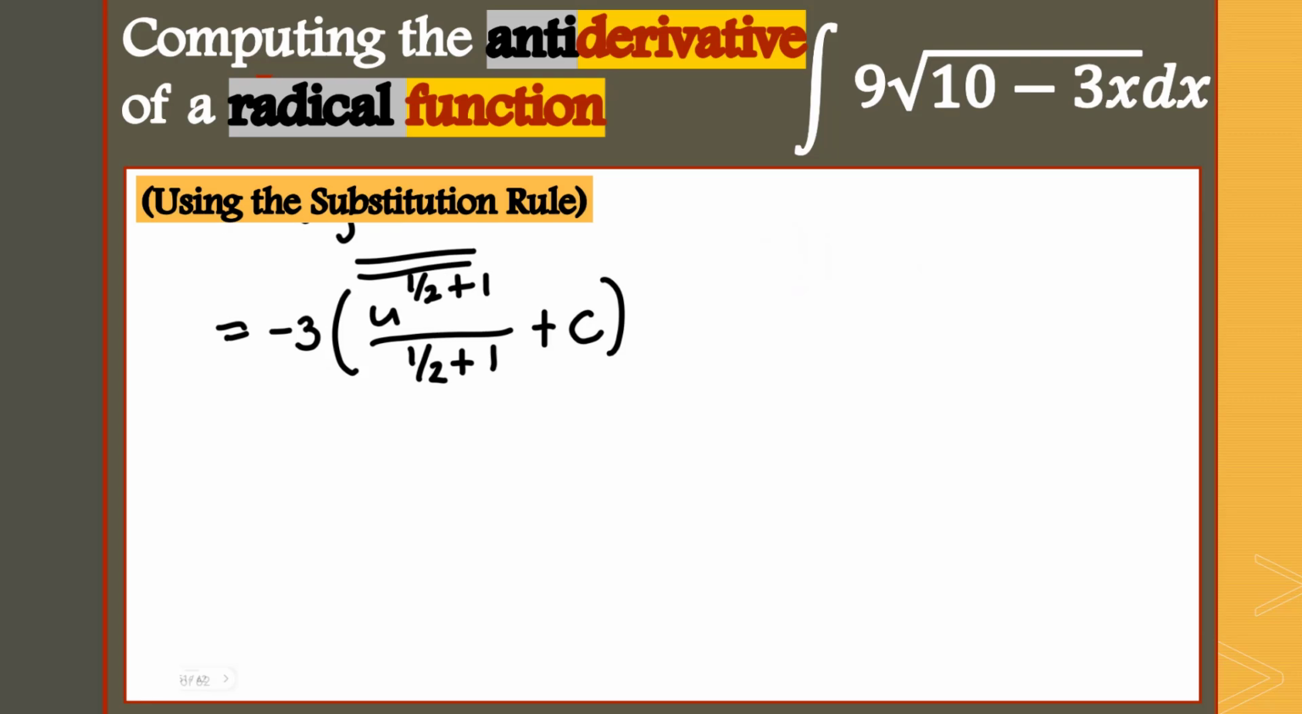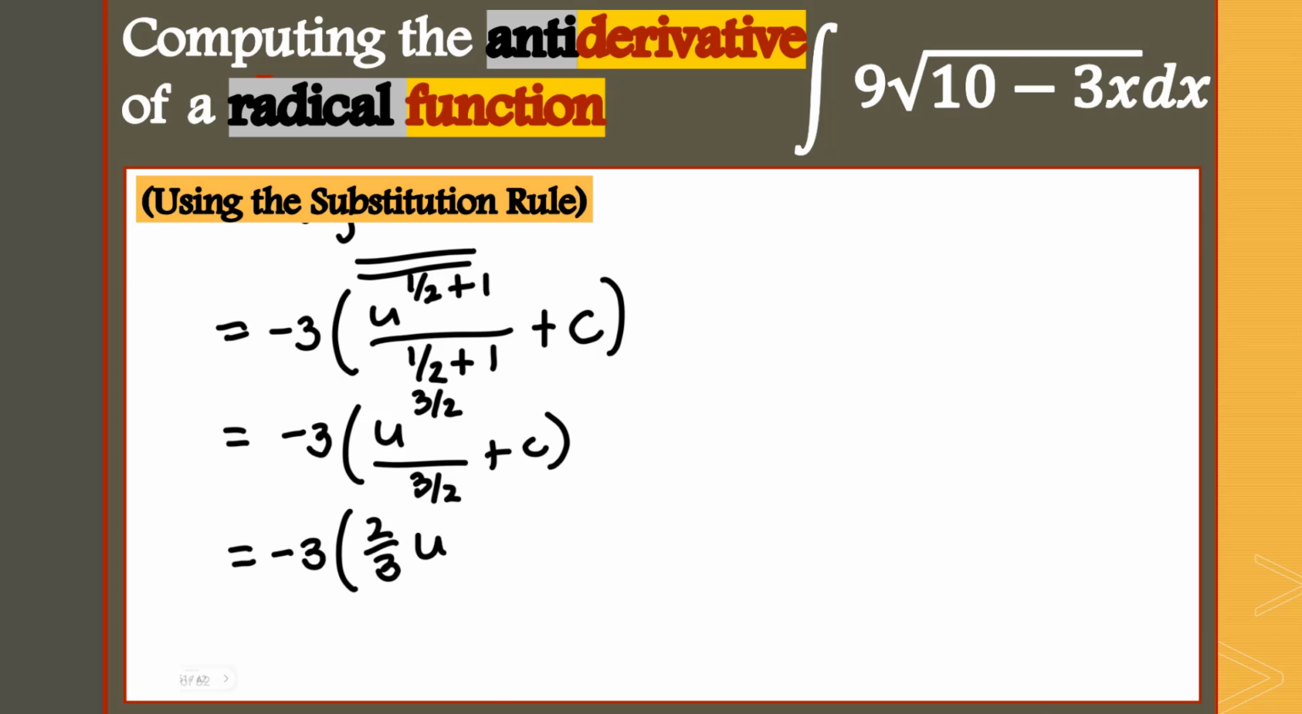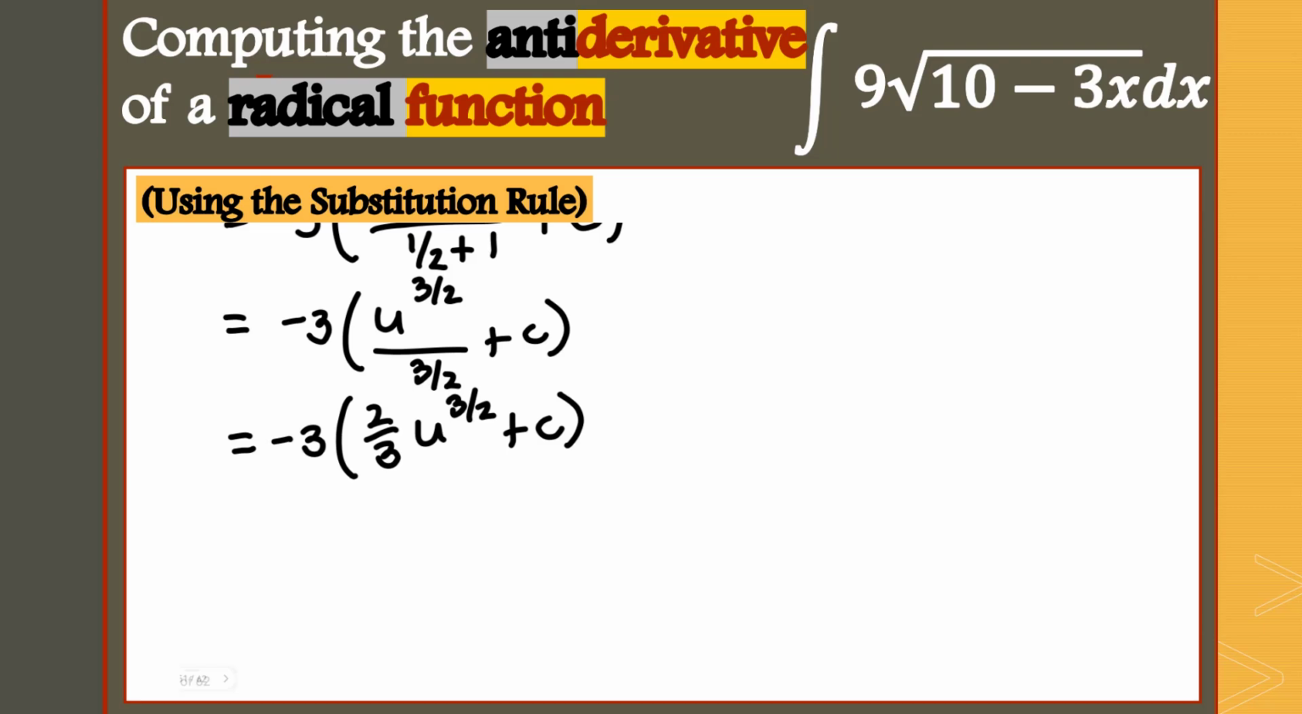Simplifying the terms here, -3 u to the power of 3/2, that's for your 1/2 plus 1, over 3/2 plus c. Before you multiply -3, let's take the reciprocal for nested fractions or nested rational expressions. -3 times 2/3 of u to the power of 3/2 plus c. Multiplying, we now have, of course, negative 6 over 3, or basically that's negative 2, u to the power of 3/2 plus c. This is the result after using that u.